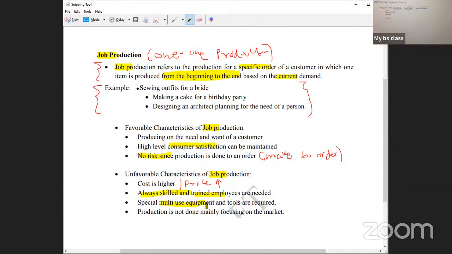And production is not mainly focusing on the market.